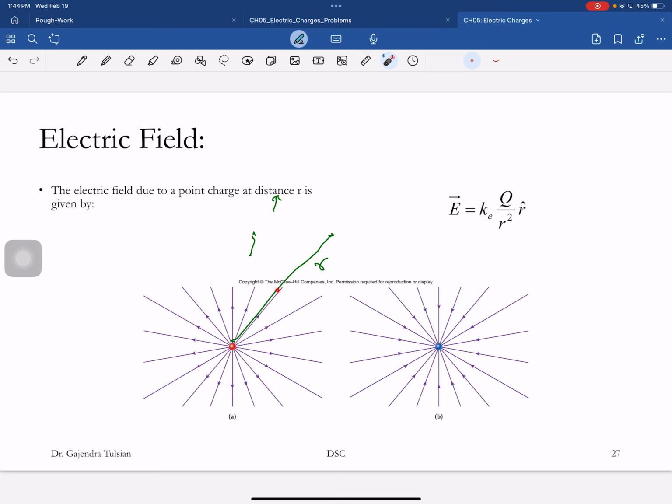R hat is the unit radial vector pointing outwards. That's r hat at this point. So the strength of the field decreases as 1 over r squared. Field lines point toward a negative charge.